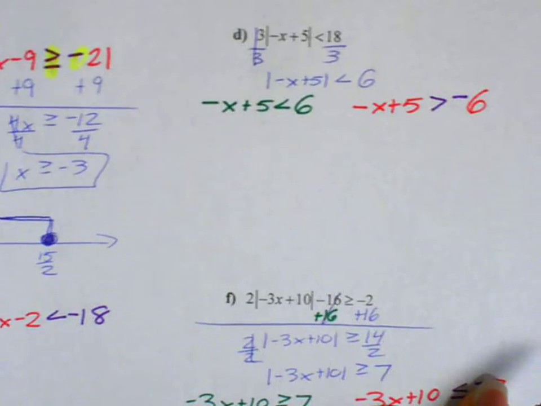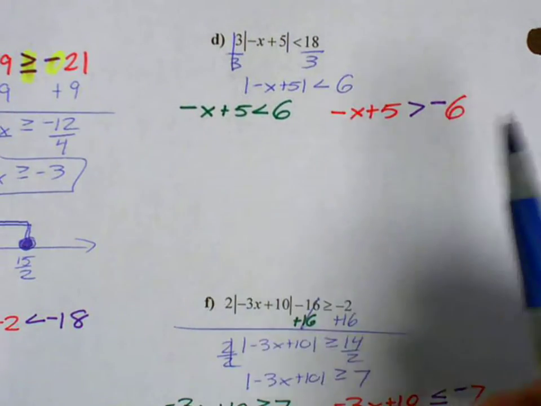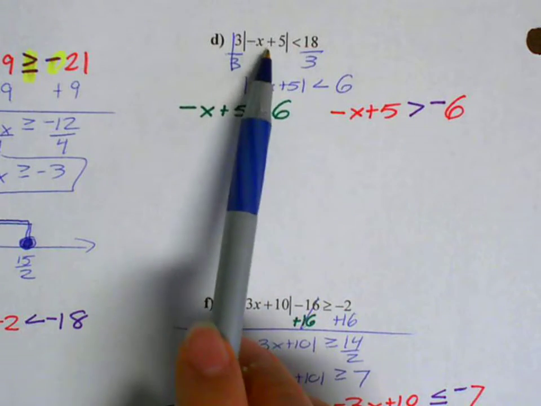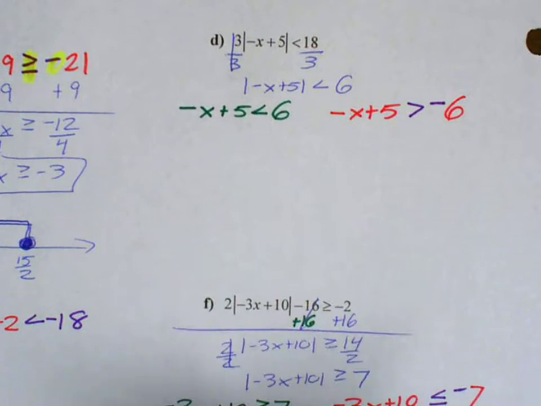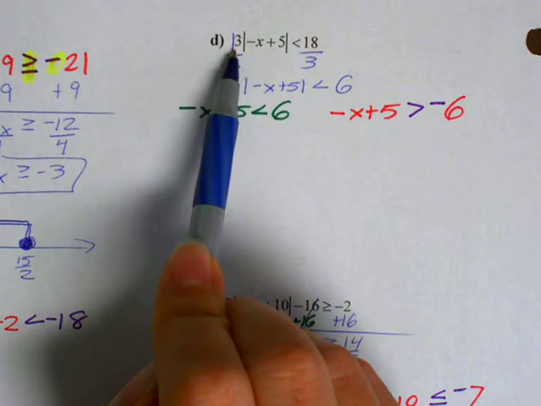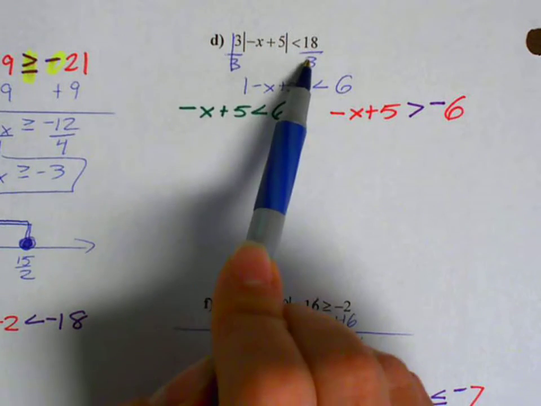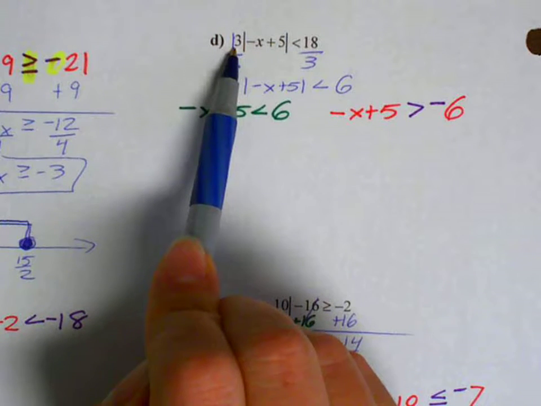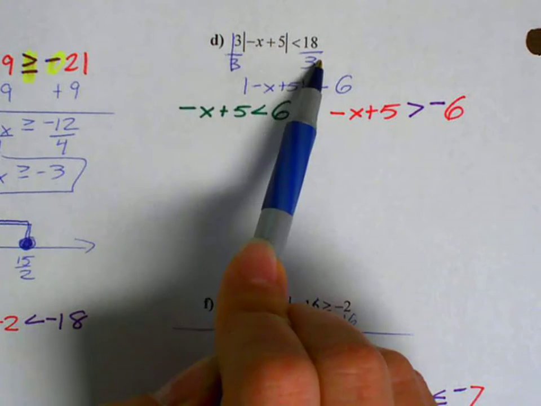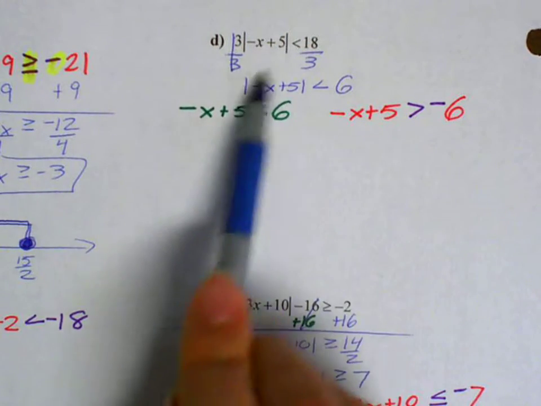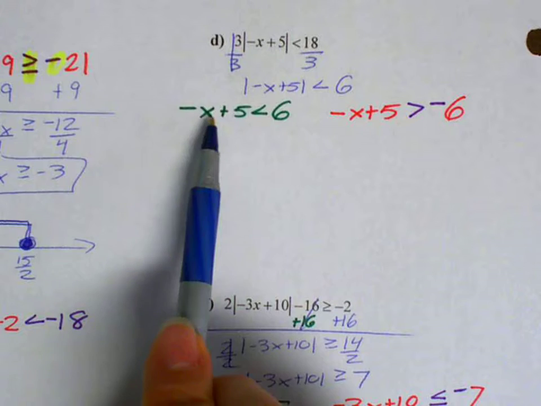So same thing with the next one. On this one, in class we talked about the fact that I have to get the absolute value by itself before I can take it out of the absolute value sign. So I have this 3. I'm going to divide both sides by 3 because this is saying I am multiplying by 3. So the opposite of multiplying is dividing. So I divide both sides by 3 and I get this. And then once the absolute value is by itself, then I can do this and take it out.